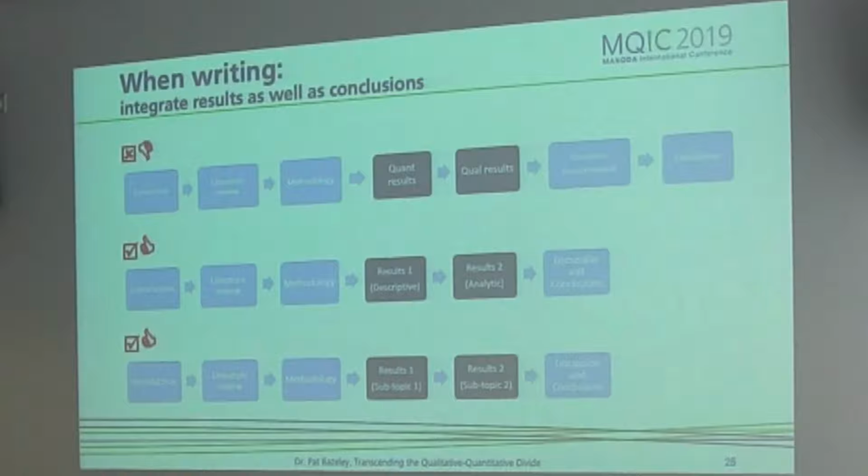And in general, I would give the thumbs down to that and suggest that the alternatives are that you might start your results with the more descriptive elements of your results to set the scene or, you know, describe some concepts, and then get into the more analytic theory building aspects of the results. So that's one possible pathway. Or another pathway is simply that you have subtopic one and subtopic two.